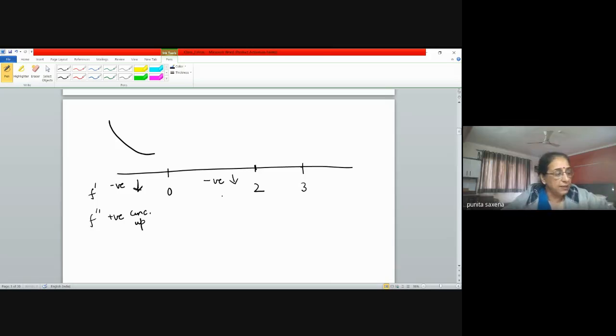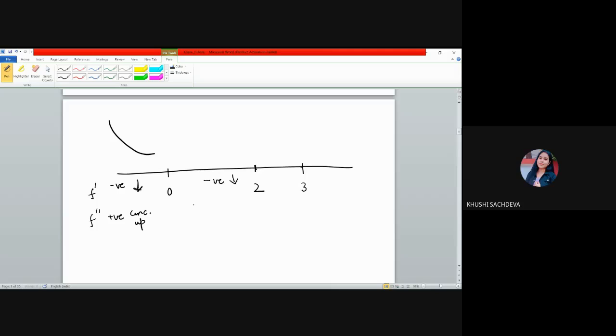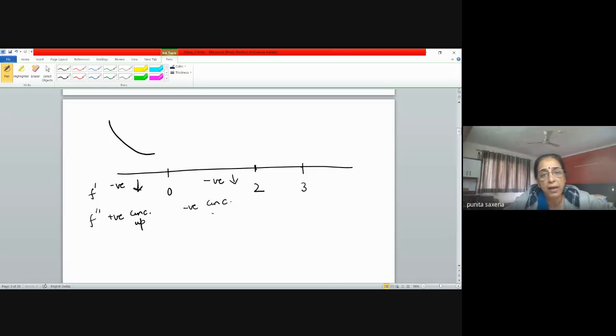राइट? बट व्हाट अबाउट द साइन ऑफ f double dash between 0 and 2? Negative. Negative and concave down. Because यहाँ पे my function is concave down. ठीक है? Is this okay?